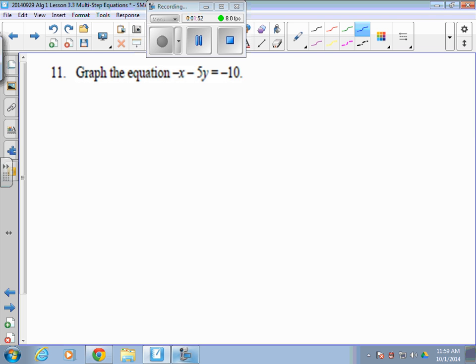If we're looking for the x-intercept, we're going to plug in 0 for y. So what that leaves you with is negative x. This part cancels out, equals negative 10. Divide by negative 1 to get x by itself. The x-intercept, just like on the last problem, coincidentally, is 10.